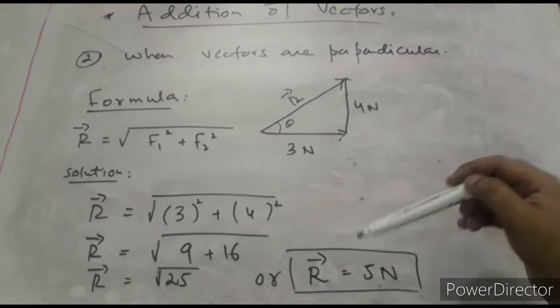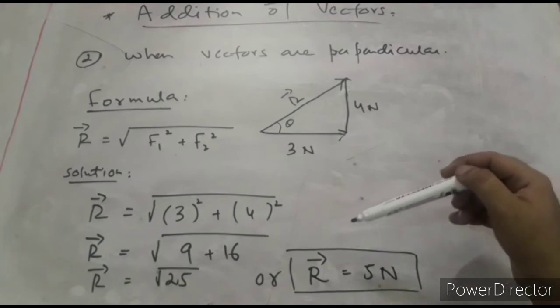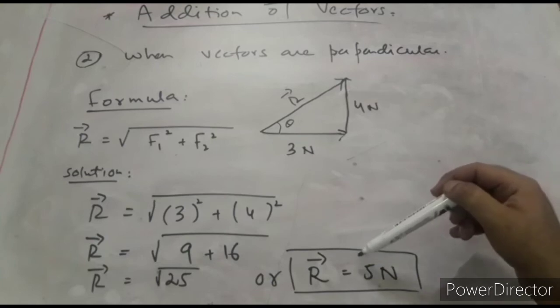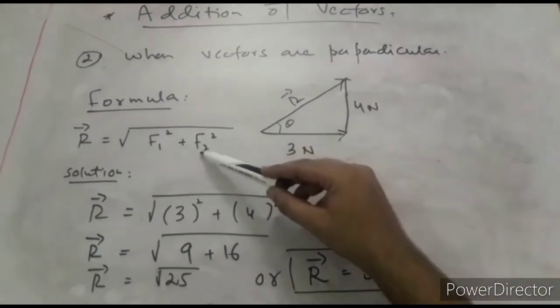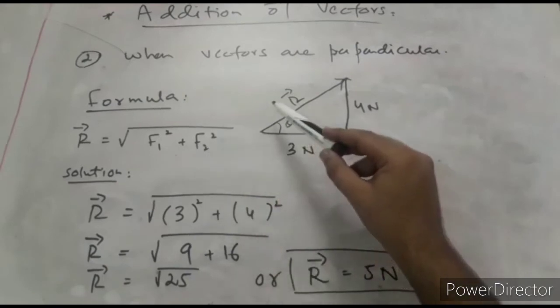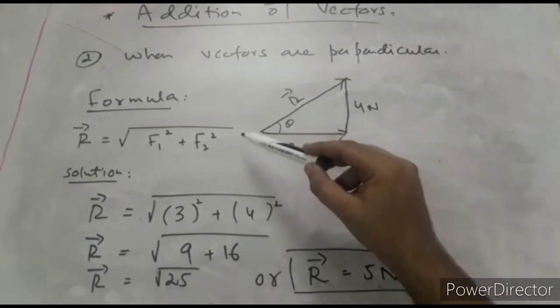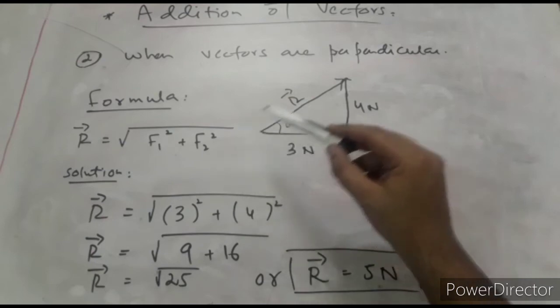Okay, so right here we are discussing the force. Force can be negative, it can be in the opposite direction, but here we are taking it as positive only. Okay, so this is the formula for finding the magnitude of the resultant vector, not the direction, only the magnitude. You will be given a question where you have to find the magnitude only.